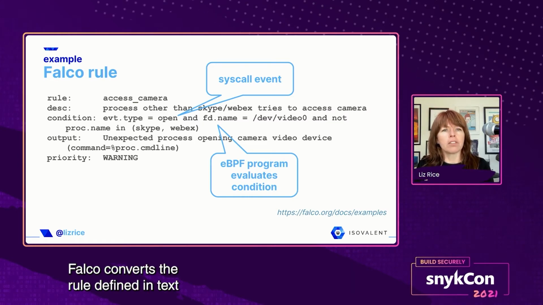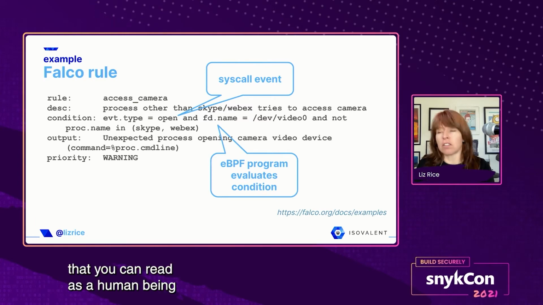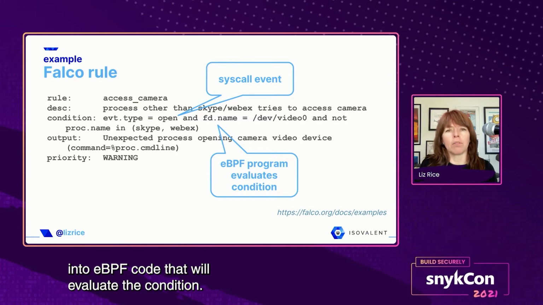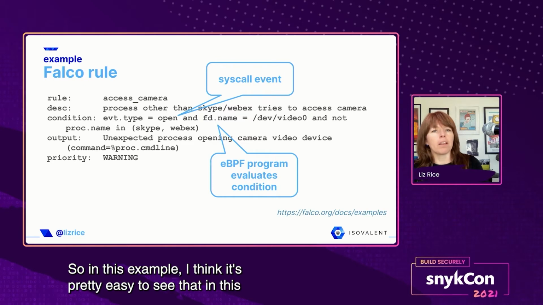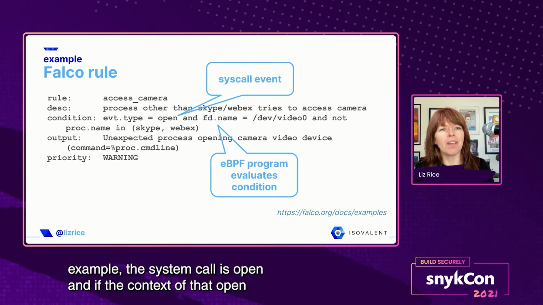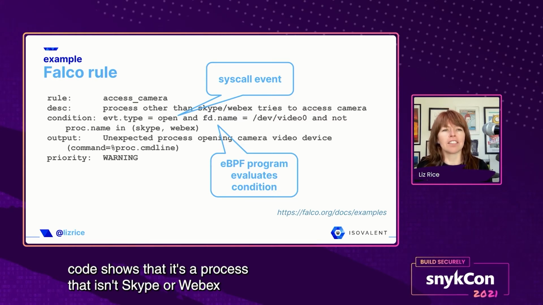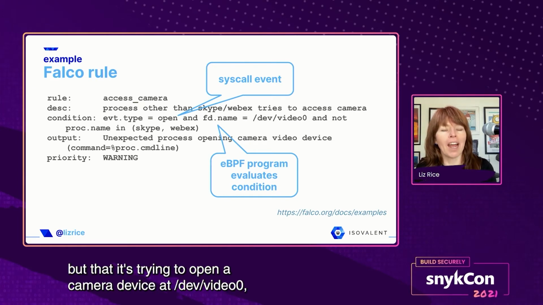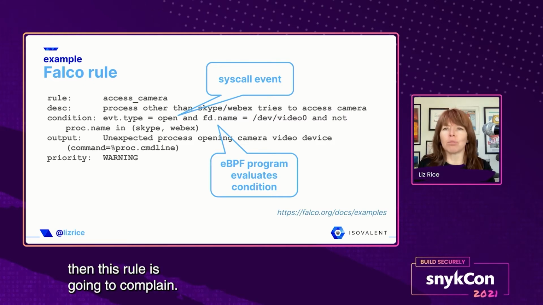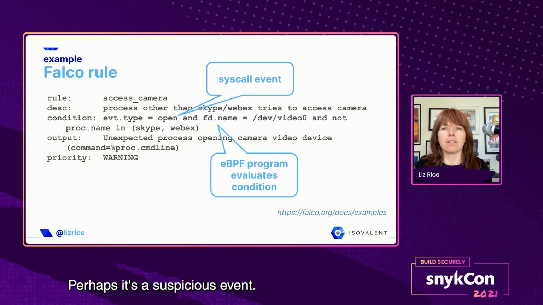Falco converts the rule defined in text that you can read as a human being into eBPF code that will evaluate the condition. In this example, I think it's pretty easy to see that the system call is open. And if the context of that open call shows that it's a process that isn't Skype or WebEx, but that it's trying to open a camera device at /dev/video0, then this rule is going to complain. Perhaps it's a suspicious event.